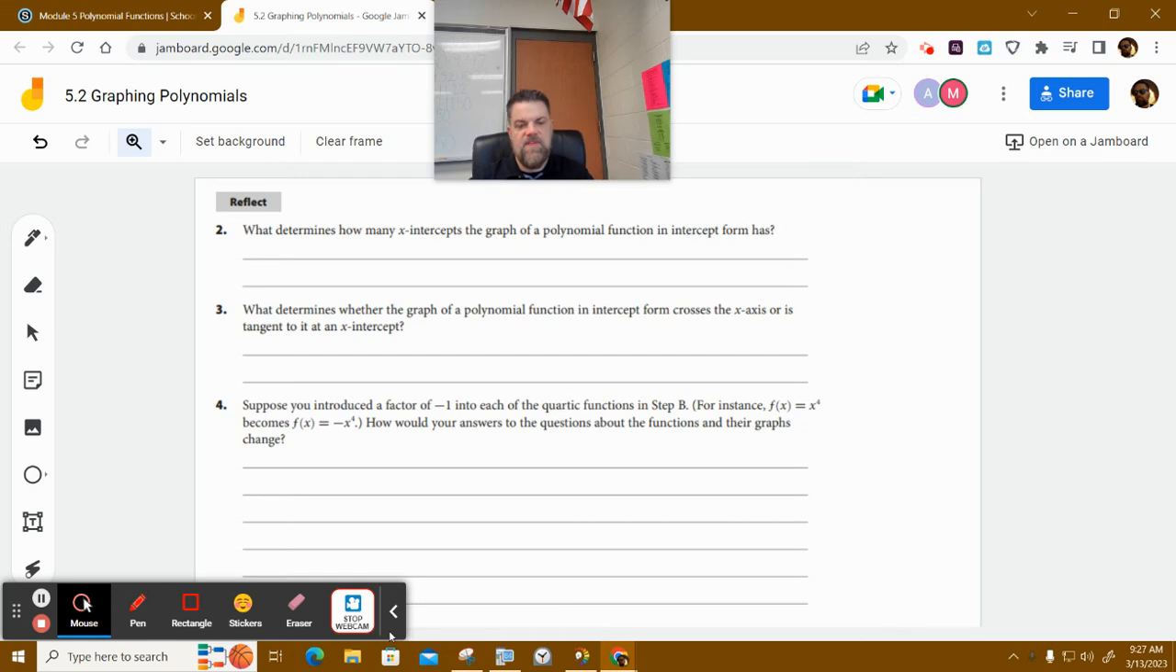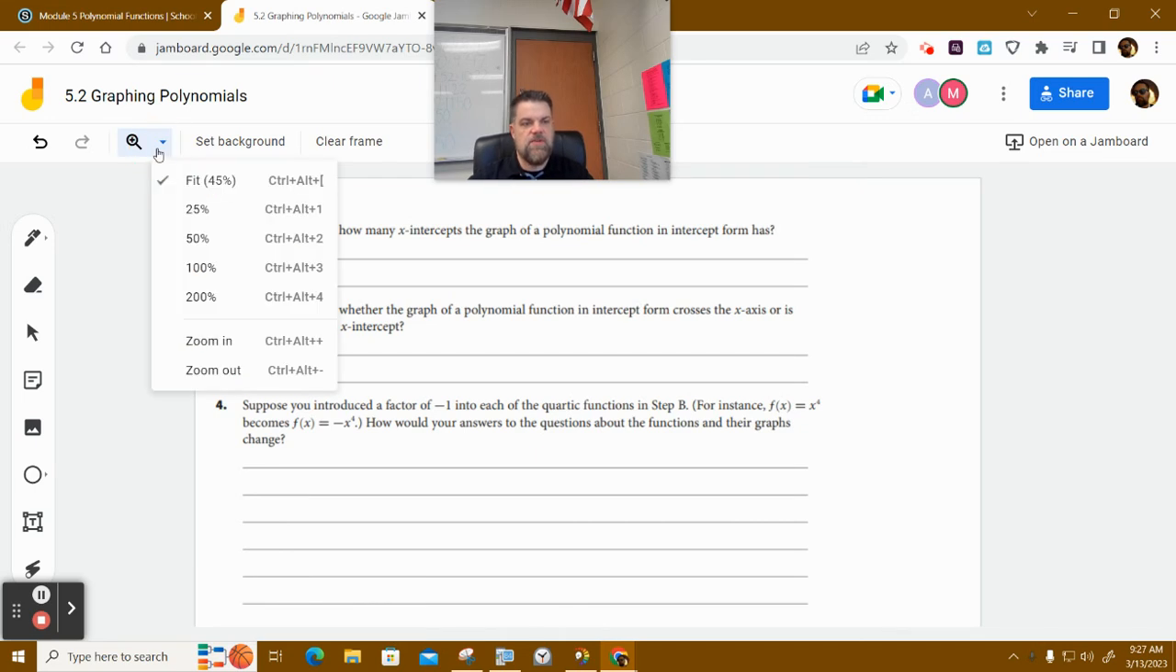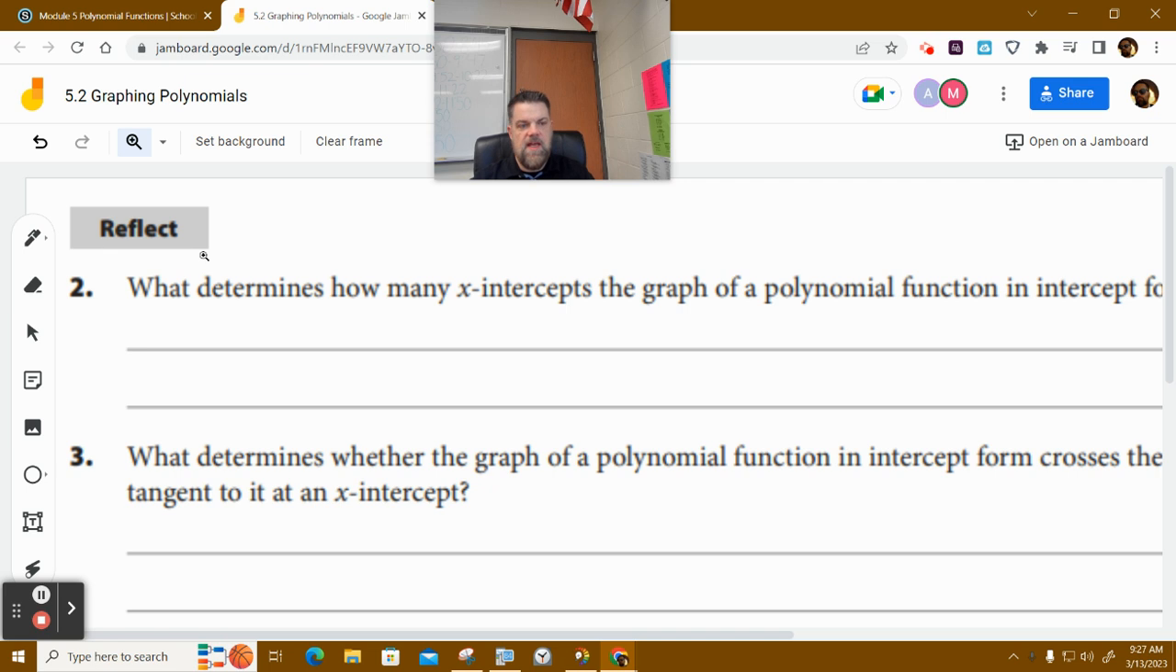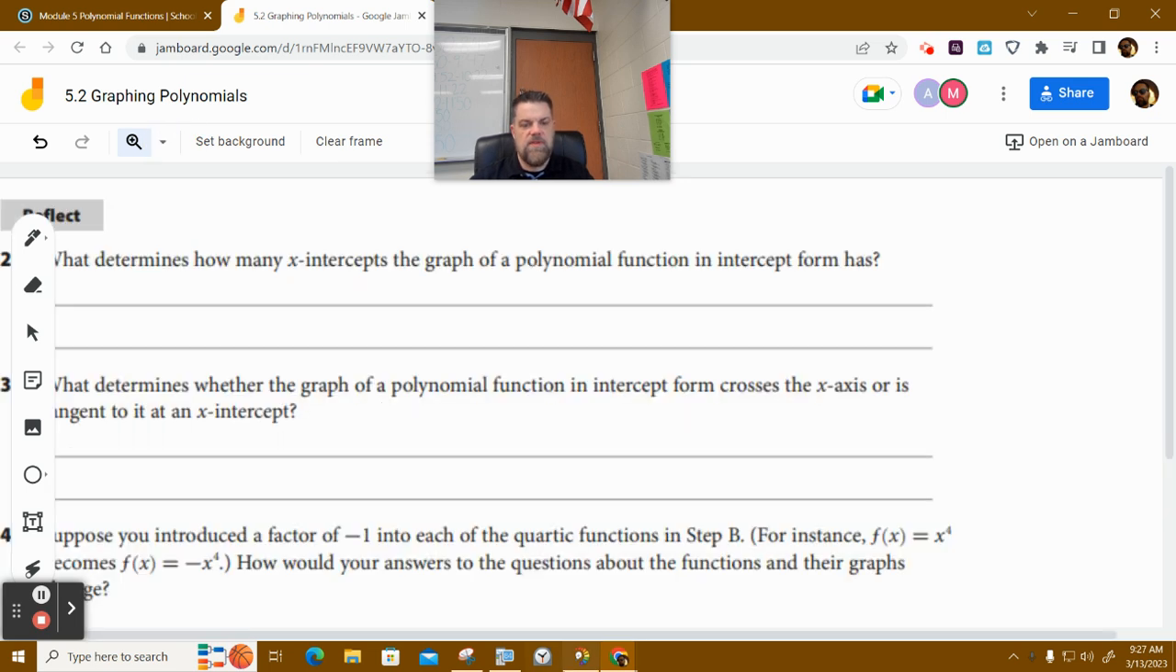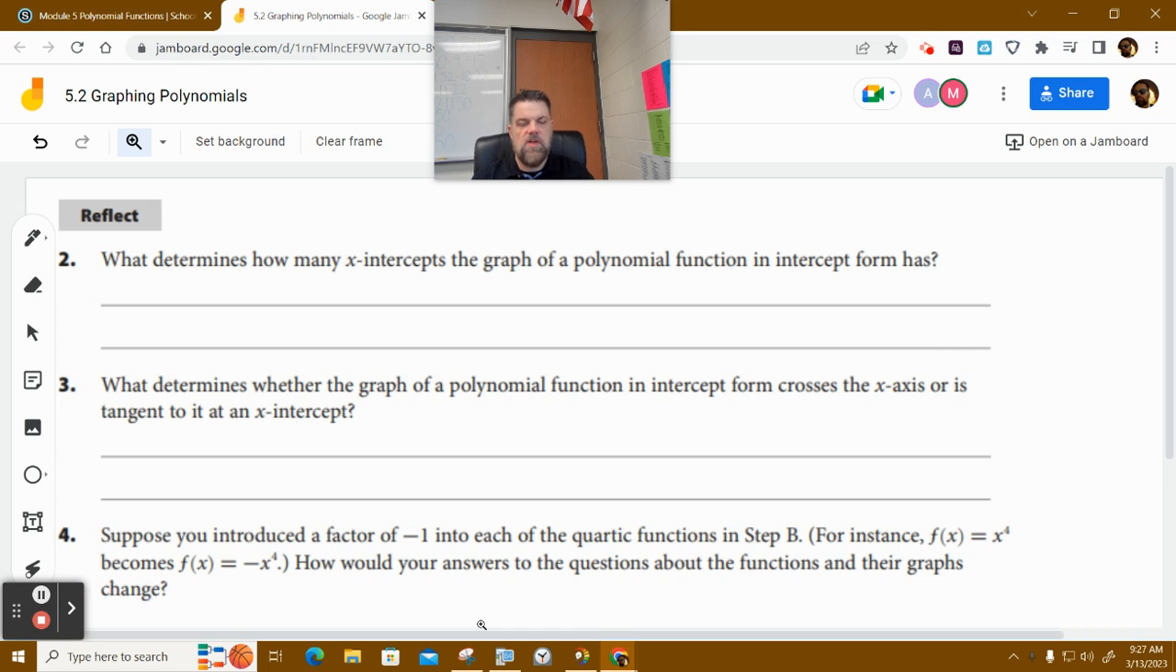So we've been graphing these polynomials for like 2 days or whatever. And, oops, that's too, there we go, that's perfect. So let's talk about what we've kind of figured out by just graphing these.